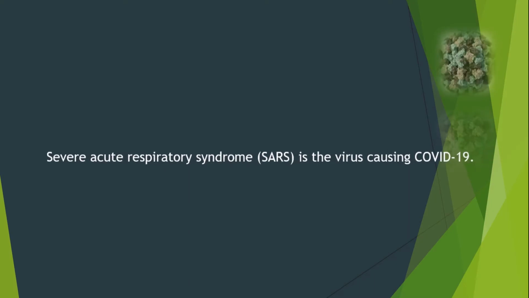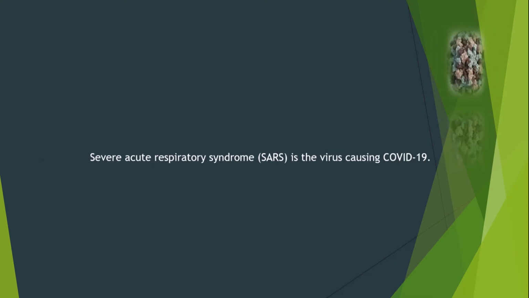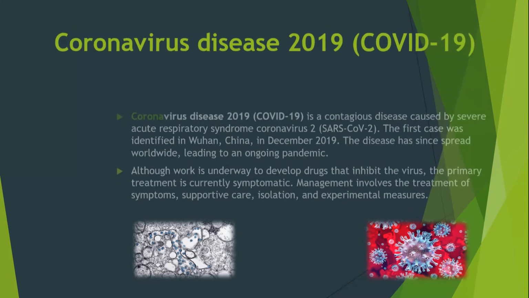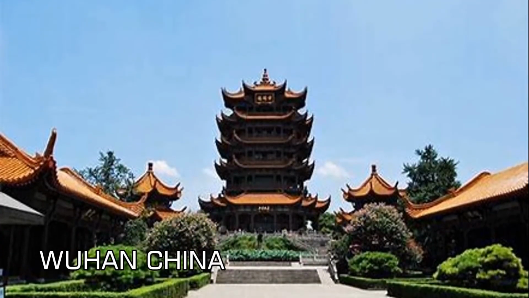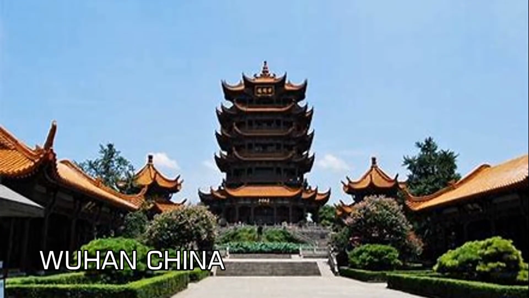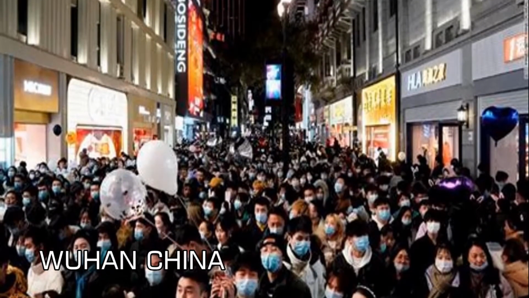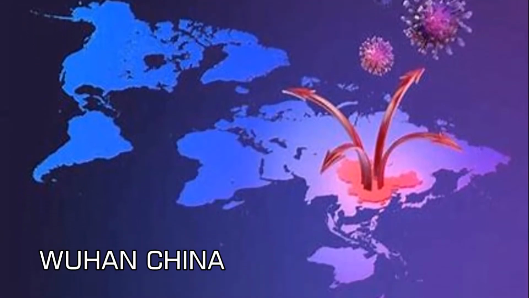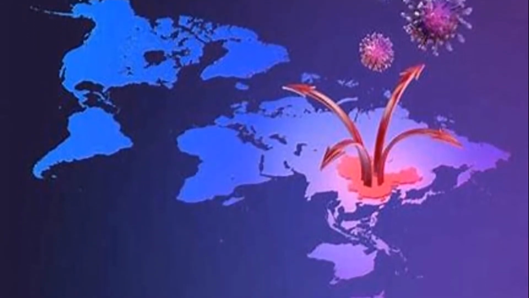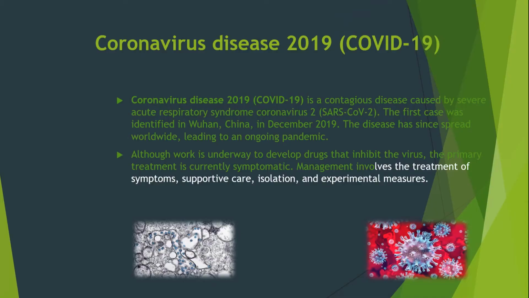Severe acute respiratory syndrome, SARS, is the virus causing COVID-19. Coronavirus disease 2019, COVID-19, is a contagious disease caused by severe acute respiratory syndrome coronavirus 2, SARS-CoV-2. The first case was identified in Wuhan, China, in December 2019. The disease has since spread worldwide, leading to an ongoing pandemic. Although work is underway to develop drugs that inhibit the virus, the primary treatment is currently symptomatic. Management involves the treatment of symptoms, supportive care, isolation, and experimental measures.